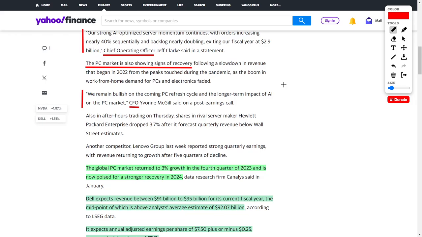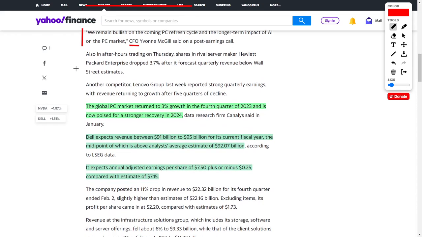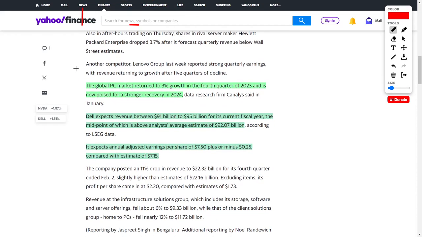However, you should know that I personally do not hold this company in my portfolio. But let's continue. Another reason why investors are excited about this company is that the PC market is showing signs of recovery. Their CFO even commented on this by saying the following. He says, "We remain bullish on the coming PC refresh cycle and the longer-term impact of AI on the PC market," end quote. If you didn't know, the global PC market has returned a growth rate of 3% in quarter 4 of 2023, and it's now poised for an even stronger recovery throughout the year of 2024.